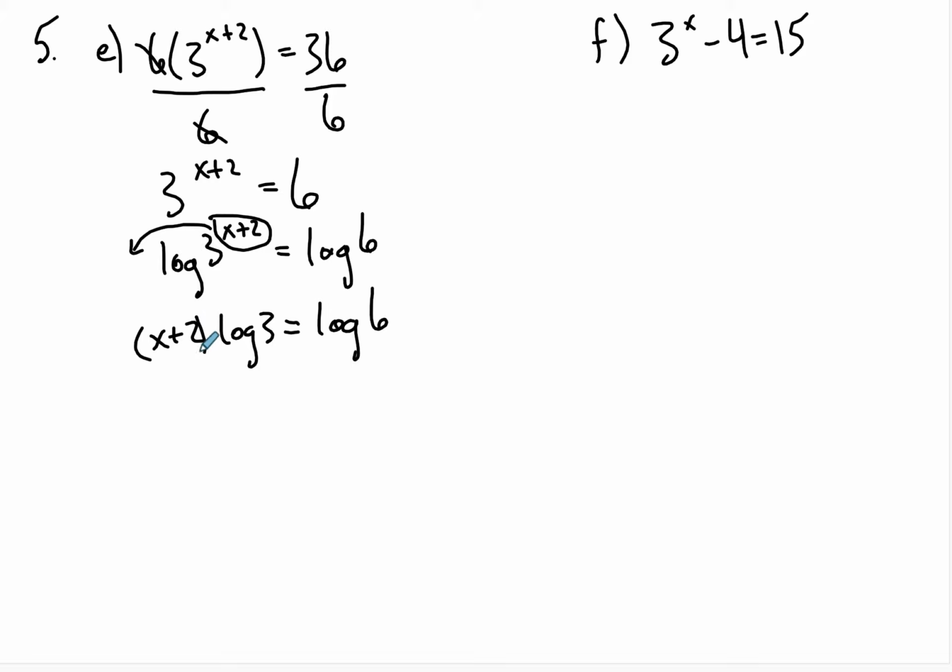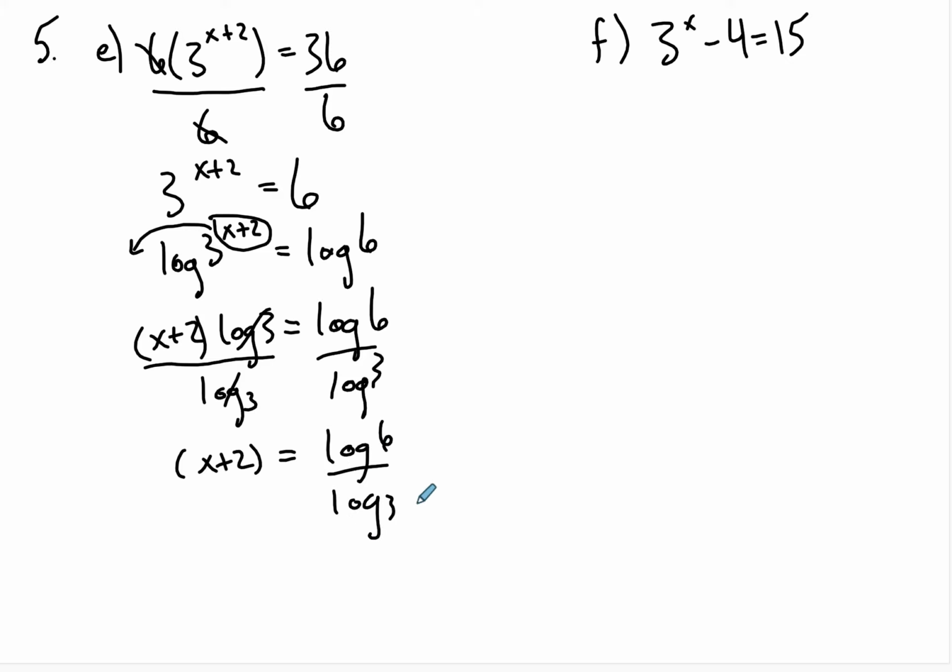Okay, so remember that this actually is still a term by itself, right? So this is x plus 2, and it can be treated as a coefficient. So really here we're going to divide both sides by log 3, so that way we can start to isolate x by itself. So here, divide both sides by log 3. And now we'll have x plus 2 is equal to log 6 over log 3.